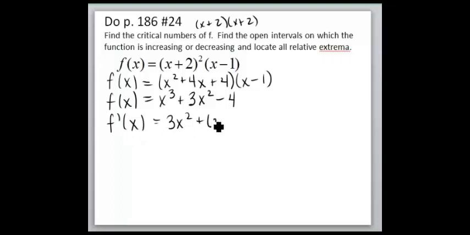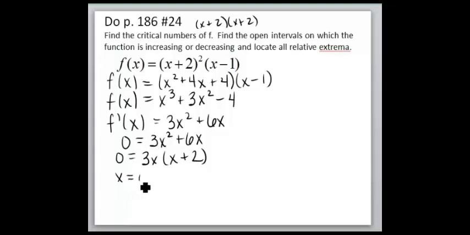Now we're looking for those critical numbers, so we're going to set this equal to 0. There are no values we need to test where the derivative does not exist because there are no fractions. We can factor out 3x, and we're left with x plus 2. So that means there are two values I need to try right now: when x is 0 and when x is negative 2.